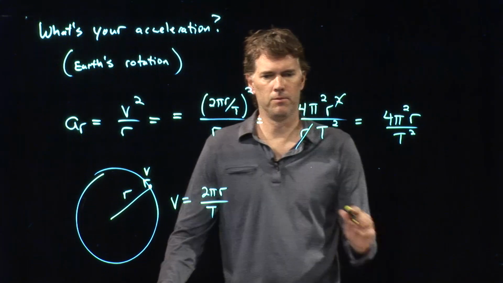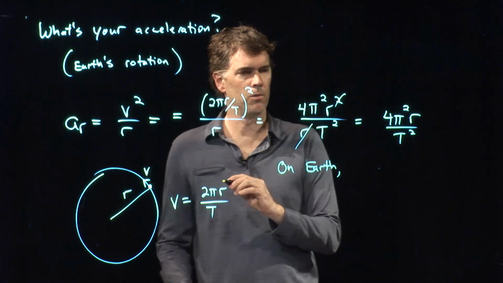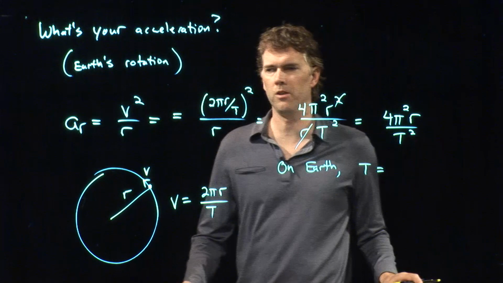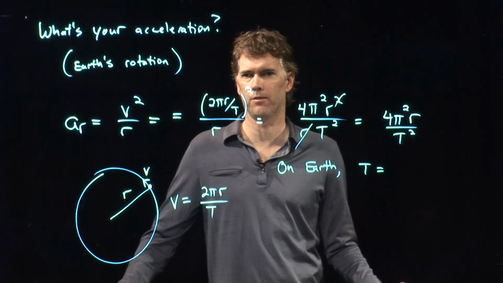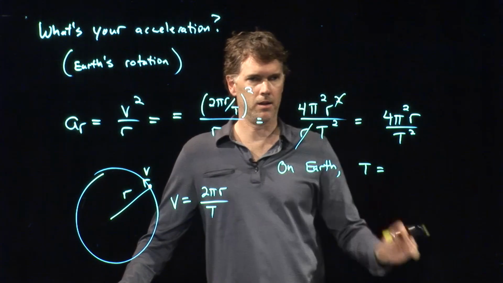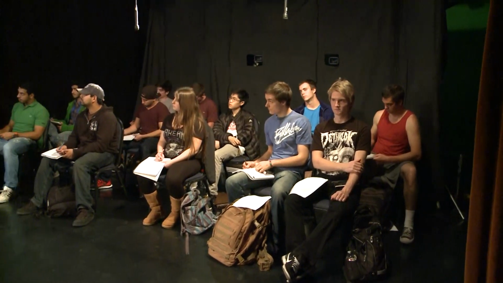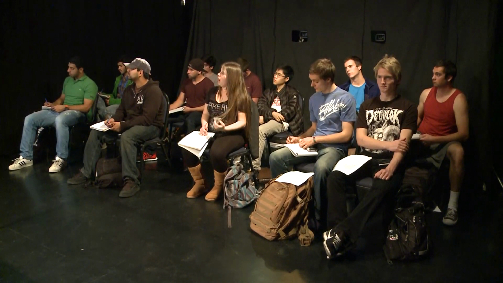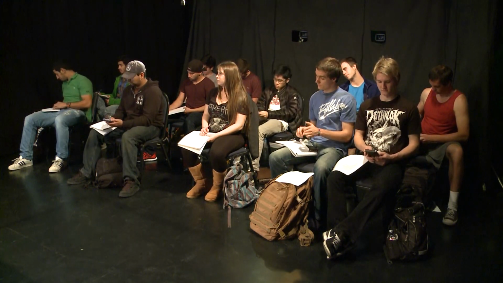Okay, so on the Earth, what do we know? Well, we know T, right? What is the period of one revolution of the Earth on its own axis? 24 hours. 24 hours, that is of course not SI units, and so we've got to multiply it by 3,600 seconds per hour. So somebody try that in your calculator and tell me what you get.